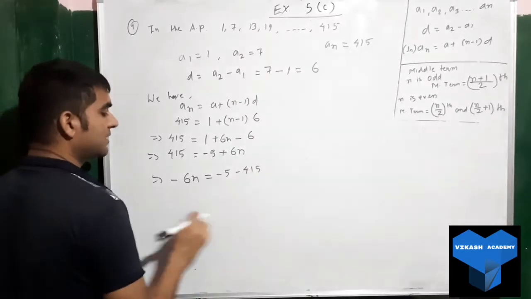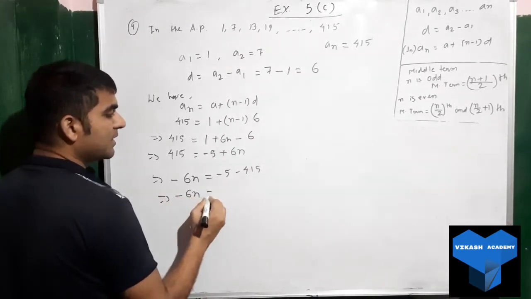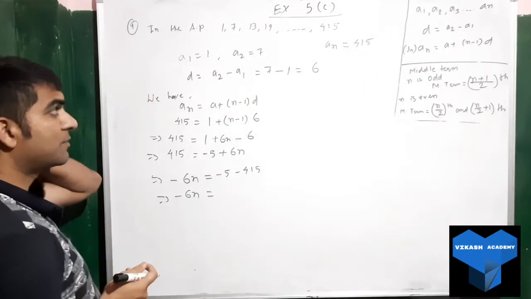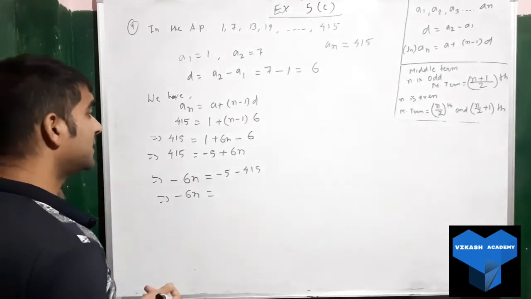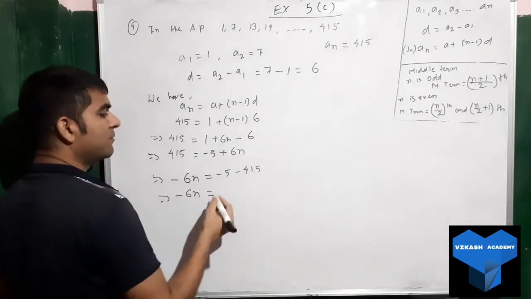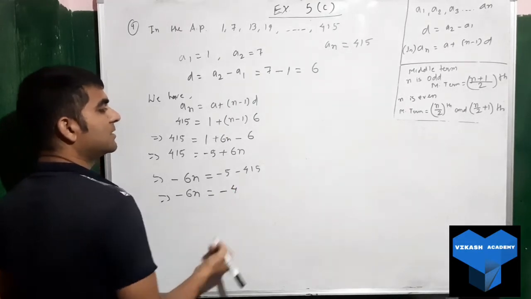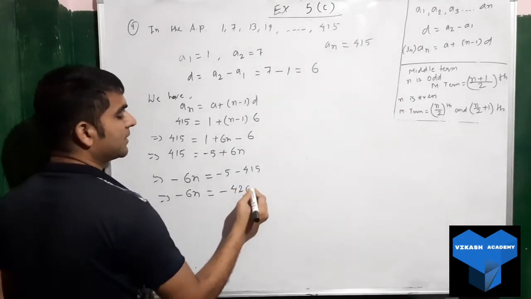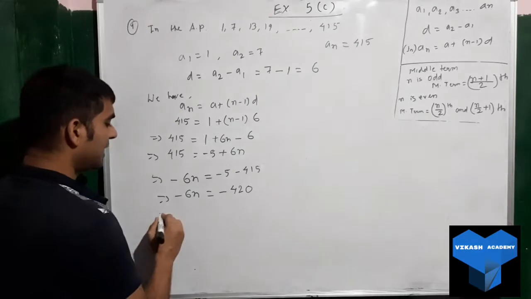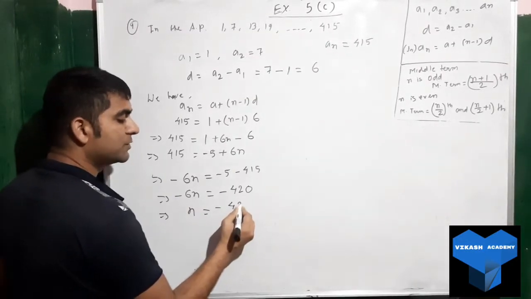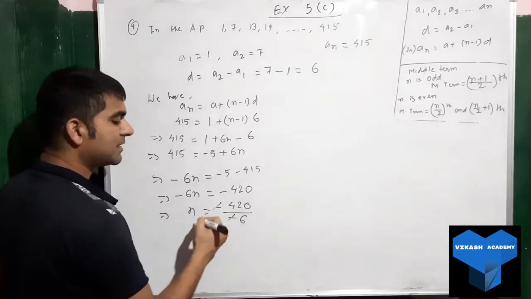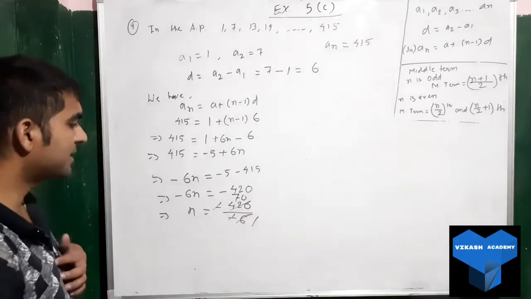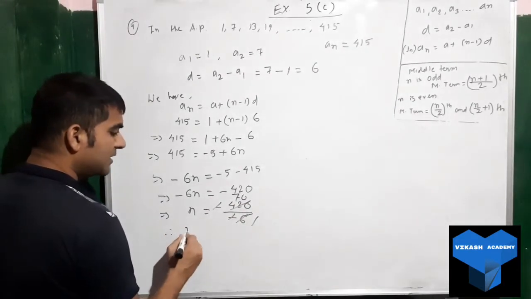Now next, what we will get? Minus 6n will be the same. Now minus 415 minus 5, how much will it be? Okay, let us see what we will get here. 415 plus 5, it will be minus 420. That's minus 6n. Now see here, n will be minus 420 by minus 6. Minus minus cancel. 6 1 is 6, 6 7 is 42, 1 0, I'll put 1 0. So we got 70, right? Therefore n is equal to 70.